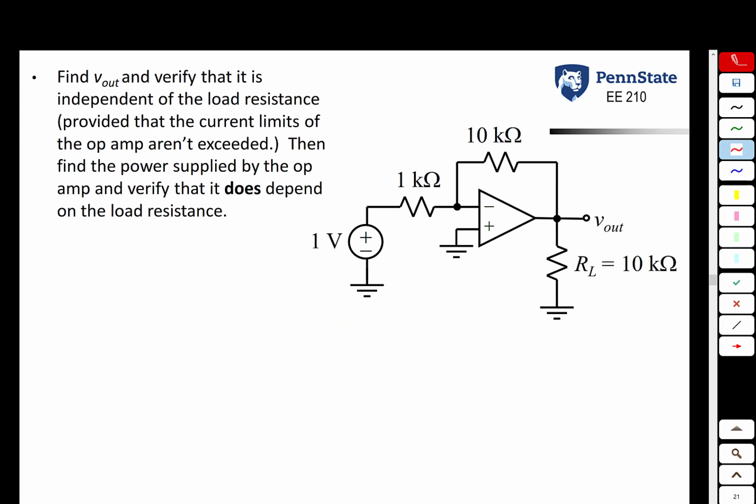So here we have an inverting amplifier circuit, but unlike the examples before, notice we have a load resistor attached to the output of the op amp. We're asked to find V out and verify that the output voltage is independent of this load resistance. We're going to see that that 10 kilo ohm load resistor does not show up anywhere in the equations to determine V out. Once we find the voltage V out, we're going to find the power supplied by the op amp by first finding this current I out coming out of the op amp and then using the power equation. And we're going to see that the power associated with the op amp does depend upon that load resistance.